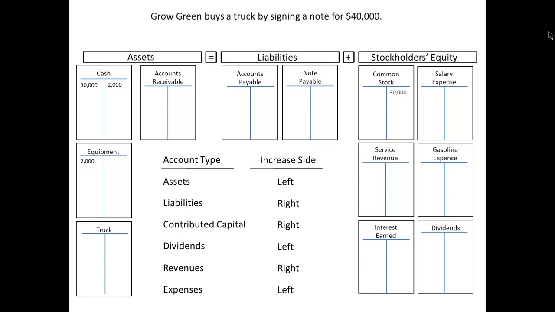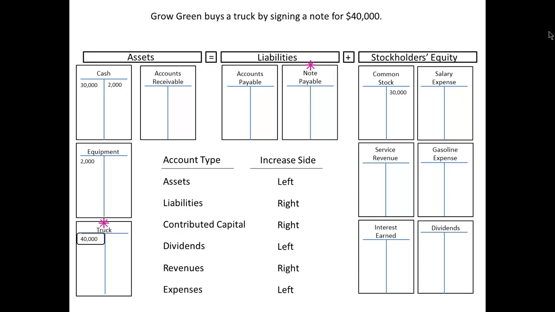Next, Grow Green buys a truck by signing a note. What accounts are affected? Truck and note payable. For the truck account, what type of account is it? Asset. What is the increase side for an asset? Left. Did the transaction cause the truck account to increase or decrease? Increase, since Grow Green now has a truck that it didn't have a minute ago. Since truck increased, we'll record the $40,000 on the increase side, the left side of the truck account.